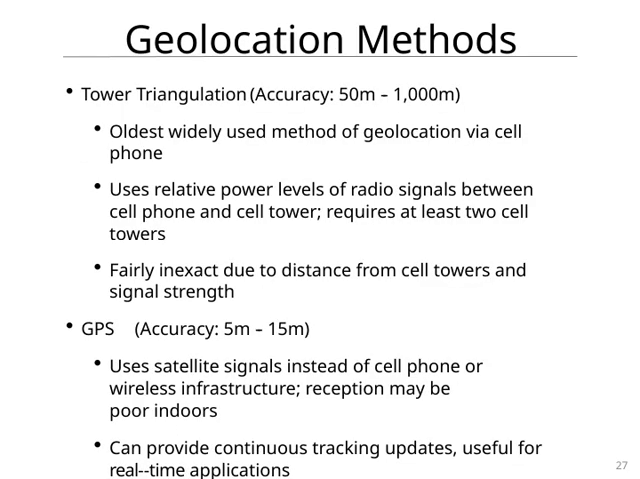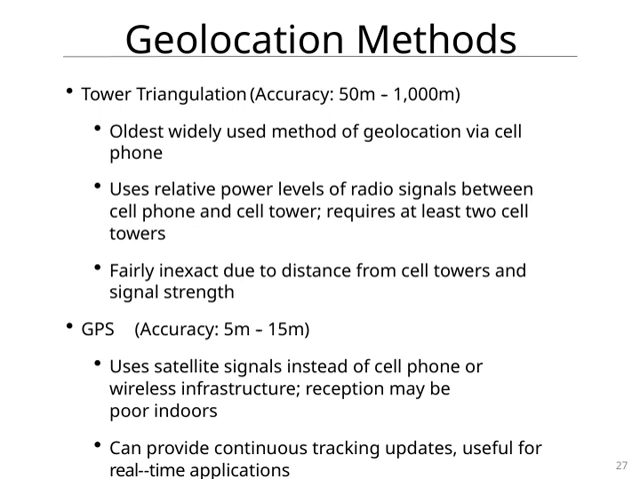Let's take a closer look at some common geolocation methods. First up is tower triangulation, which has an accuracy range of about 50 meters to 1,000 meters. This is actually the oldest widely used method for locating a phone. It works by analyzing the relative power levels of radio signals between the cell phone and multiple cell towers. Basically, it estimates your position based on how strong the signals are from different towers. However, it does require at least 2 cell towers to work effectively. One thing to keep in mind is that this method can be fairly inexact, especially because the signal strength can vary due to distance, obstacles, or interference.